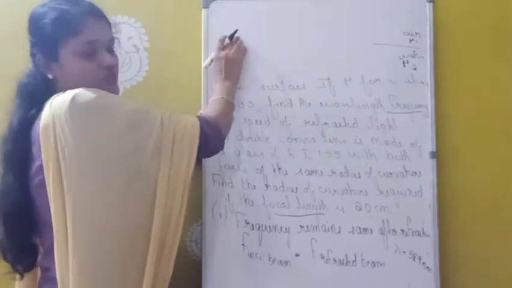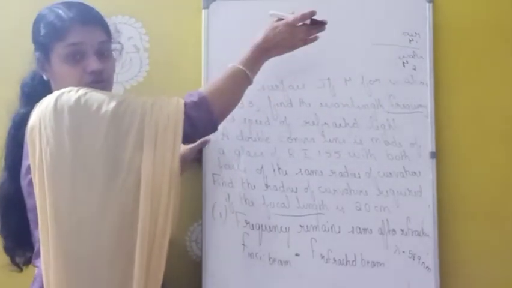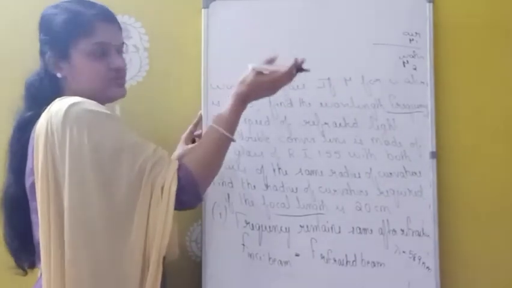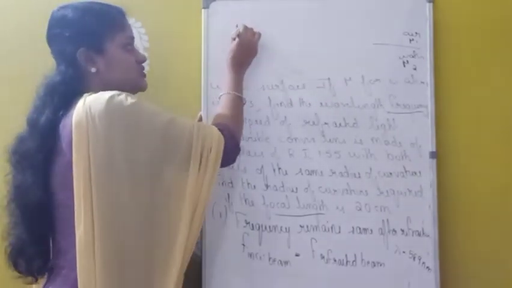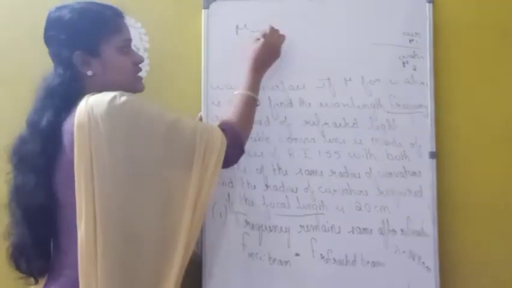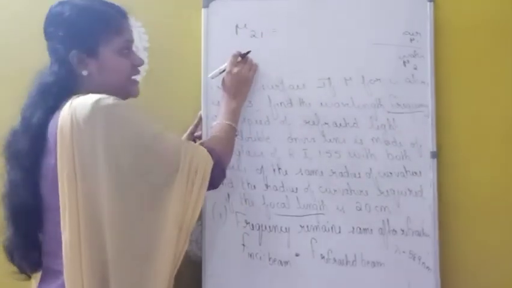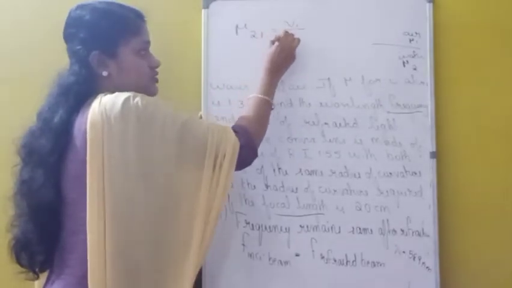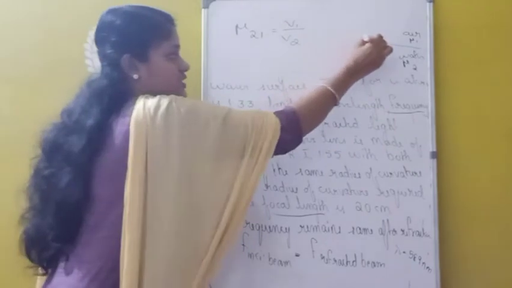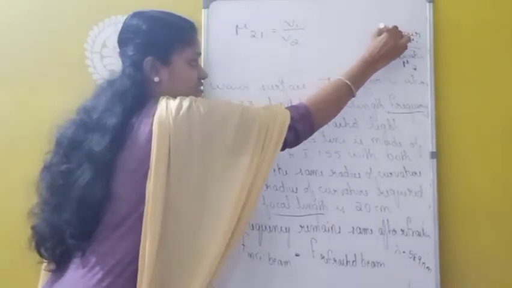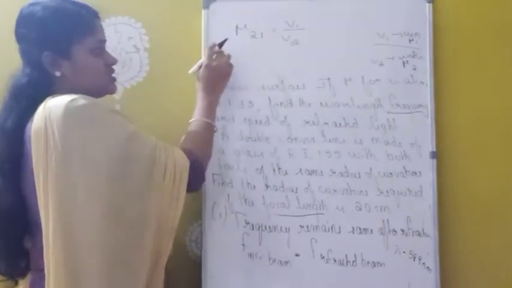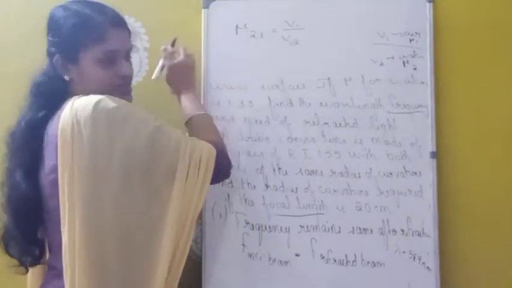From the second law of refraction, Snell's law, the refractive index of the second medium with respect to the first medium equals, in terms of speed, V1 by V2: the speed in the first medium divided by the speed in the second medium. Here V1 is the speed in the first medium, air, and V2 is the speed in water. So we have mu21 equals V1 by V2.